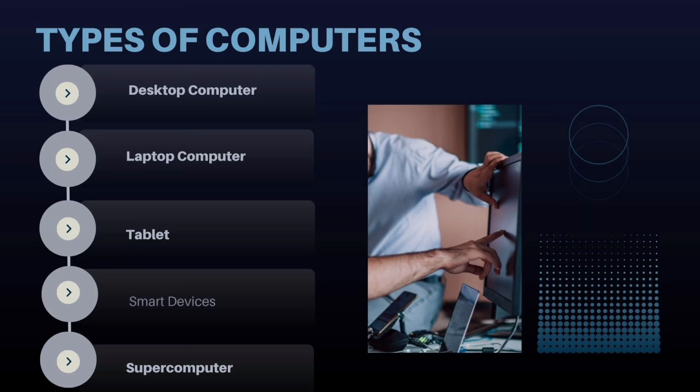Now let's discuss the types of computers. Computers come in different types. Desktop computers are commonly used in homes, schools, and offices. Laptop computers are portable and can be carried anywhere. Tablets are touchscreen devices used for learning and entertainment. Smart devices like smartphones help us communicate and access information. Supercomputers are the most powerful computers and are used for scientific research and complex calculations.